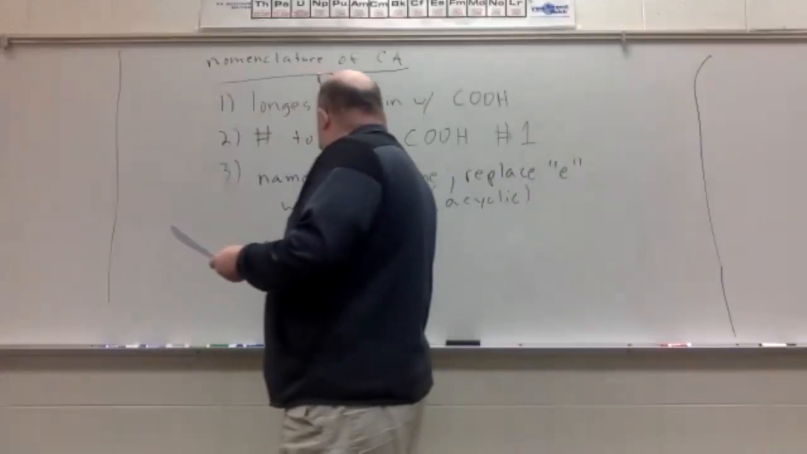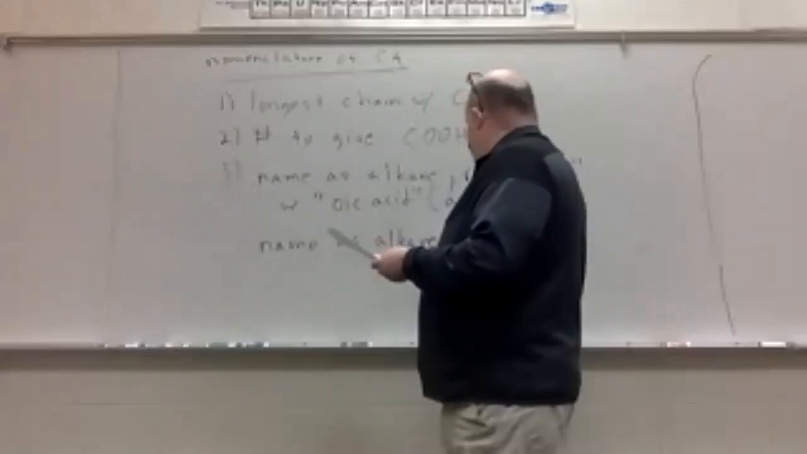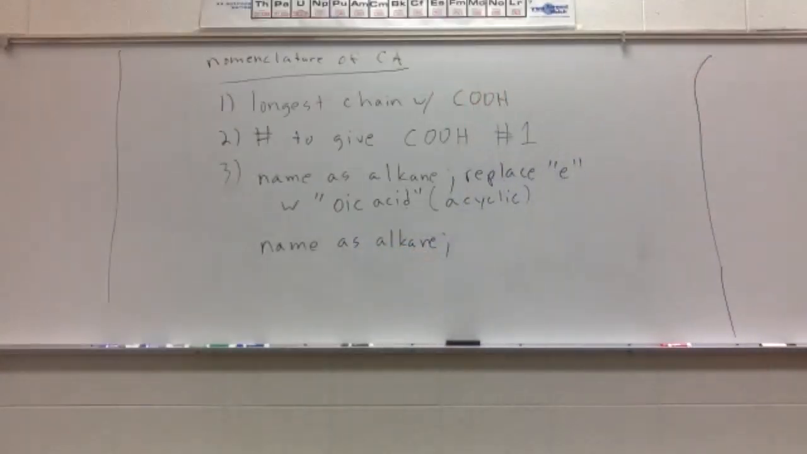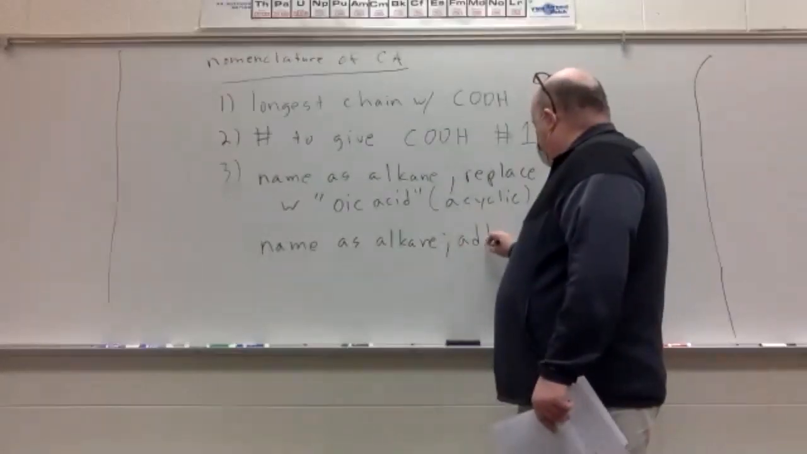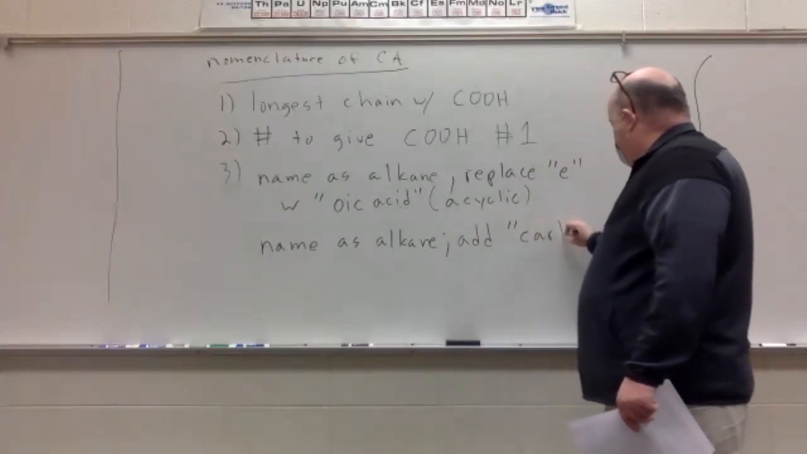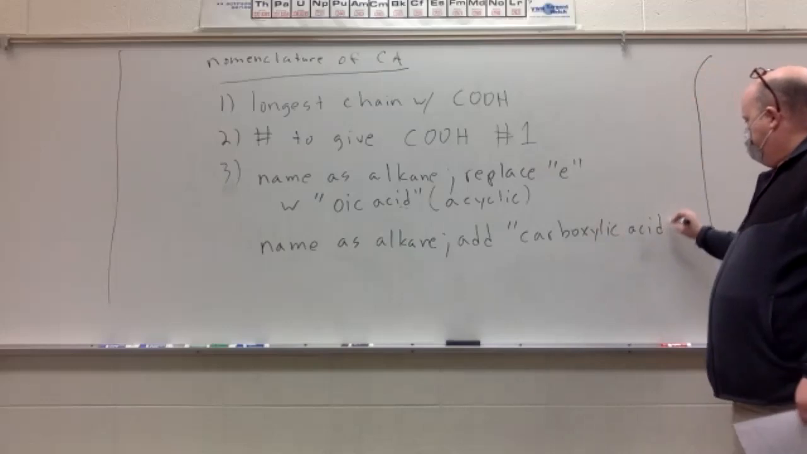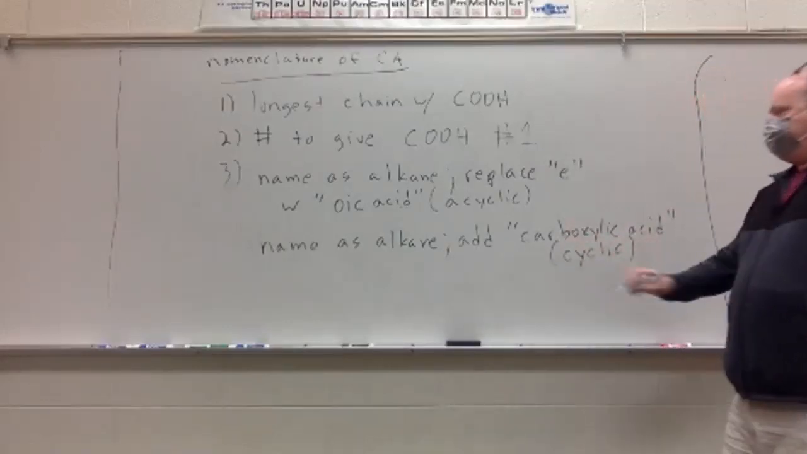For a cyclic one, again, you're going to name it as an alkane, and you're going to leave that alkane name untouched. You're not going to take anything off the alkane name. You're going to add the phrase carboxylic acid at the end. And that's for cyclic.